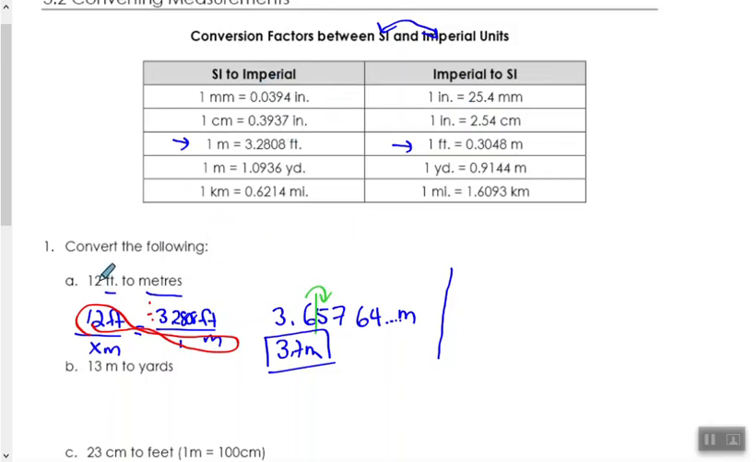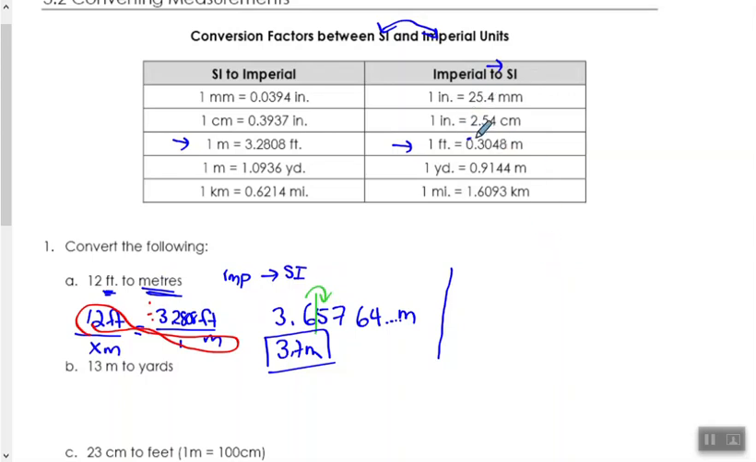So if I take a look at my units, what I am doing, I'm converting feet, which is from our imperial system, and I'm converting that into meters, which is in the SI system. So I'm going from imperial to SI.